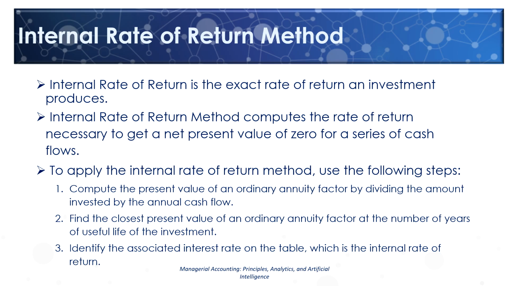Step 1 is to divide the amount invested by annual cash flow to get the annuity present value factor. Step 2 is to find the closest present value annuity factor on the table for the useful life. Step 3 is to identify the interest rate associated with that factor. That is the internal rate of return.